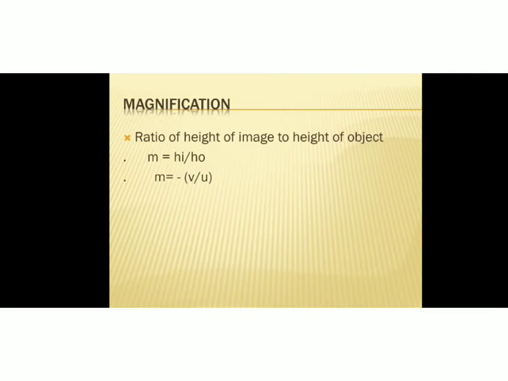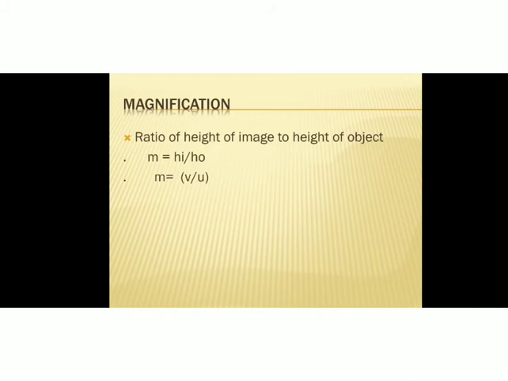Magnification is defined as the ratio of the height of the image to the height of the object. It is denoted by the letter small m, and two equations are there to find magnification. The first equation: magnification m is equal to the height of the image by the height of the object, that is hi by ho. In case of spherical mirrors, magnification was minus v by u, but for a lens it is just v by u.